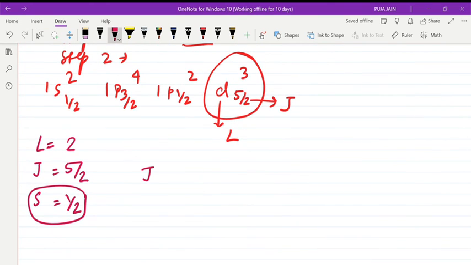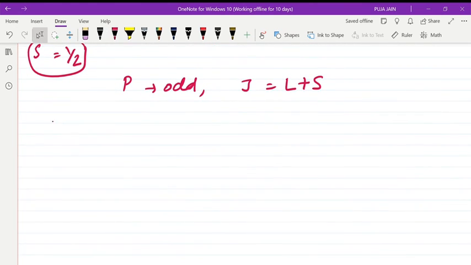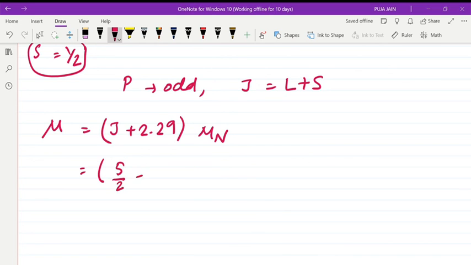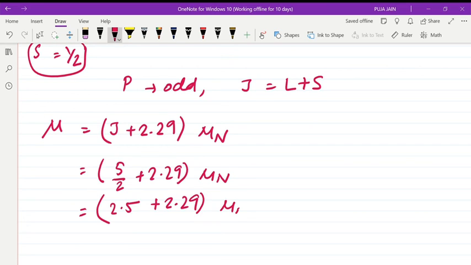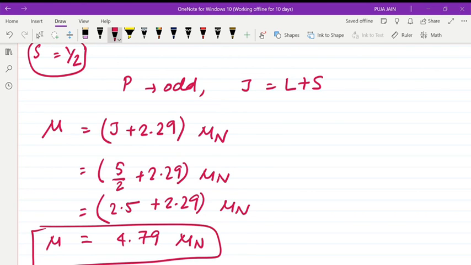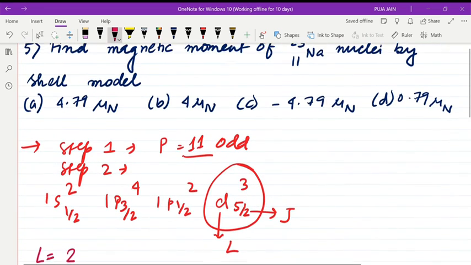So here J we are getting as L plus S. So when the proton is odd and I am getting J as L plus S, then my formula for the magnetic moment μ is (J plus 2.29) μN. So here J is 5 by 2, plus 2.29 μN. So 5 by 2 is nothing but 2.5, plus 2.29 μN. So this is giving me 4.79 μN. Clear? So this is the value of μ, that is the magnetic moment.